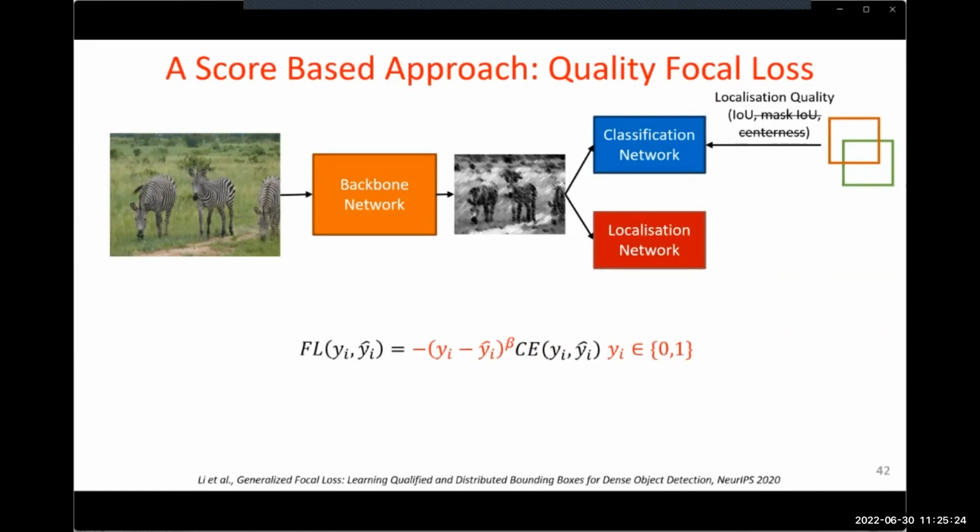Lee and his colleagues removed this head and directly trained the classification network to regress the continuous IOU values of the examples. Training the classifier in such a way was challenging since while focal loss is robust to imbalance, it is not designed to handle the continuous labels. The authors replaced the coefficient of focal loss by the absolute distance between the ground truth label and the prediction to overcome this challenge and coined their approach as quality focal loss.